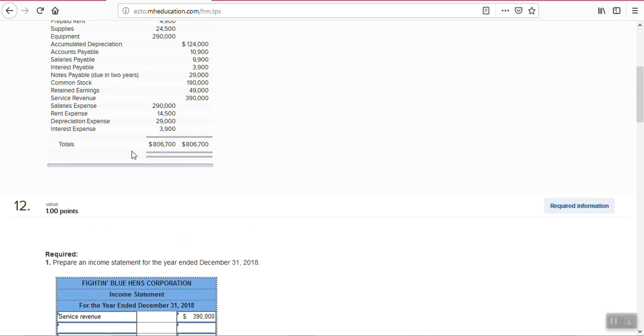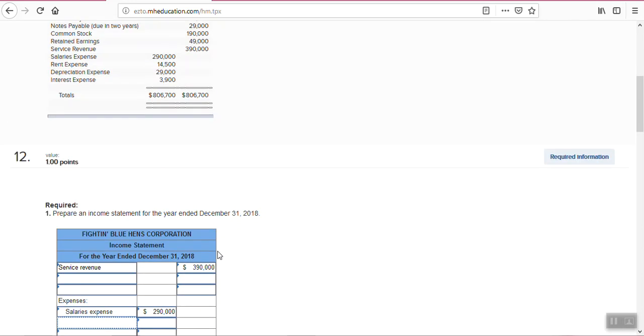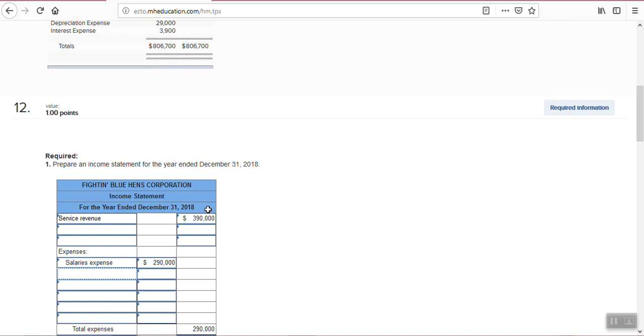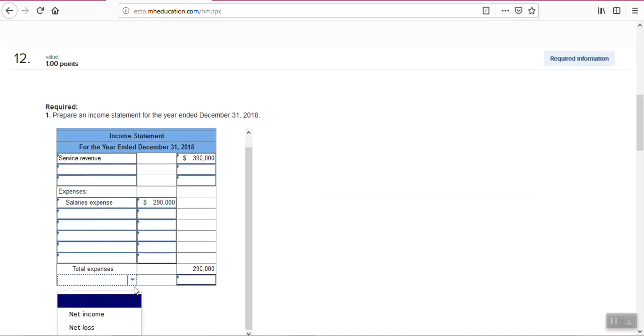I think one was advertising. Oh, salaries. Let's do that one. Salaries expense. And it looks like it's adding that up for you. So you're going to list the other 3 expenses down through there. Then at the end, you'll have your total revenues and your total expenses.